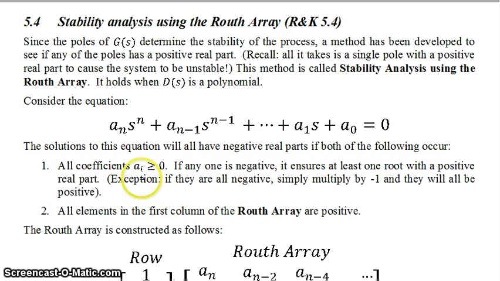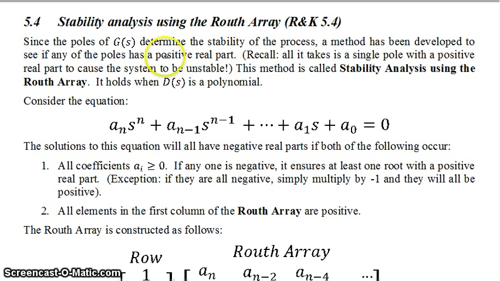First, all coefficients a_i have to be greater than or equal to 0. If even a single one of those is negative, it ensures that at least one root with a positive real part exists. The exception is if they're all negative, you just multiply by -1 and they will all be positive. The second criterion that has to hold is that all elements in the first column of the Routh array are positive. So the Routh array is constructed as follows.